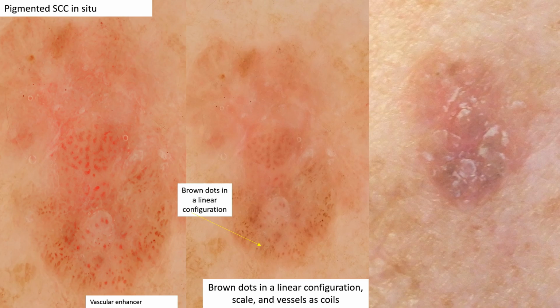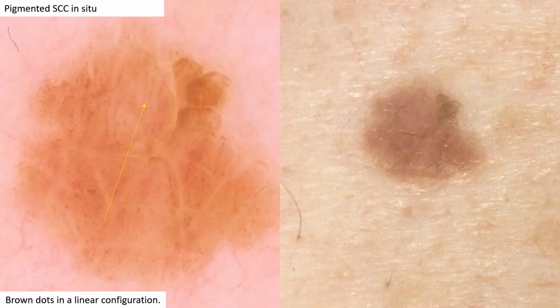With the vascular enhancer, we see now that these brown dots in a linear configuration are actually red coils. And the final case that I'd like to show you is another pigmented squamous cell carcinoma in situ. We see these brown dots in a linear configuration.